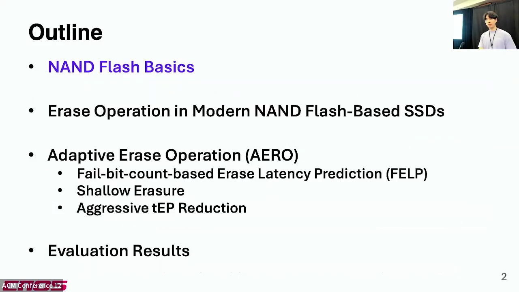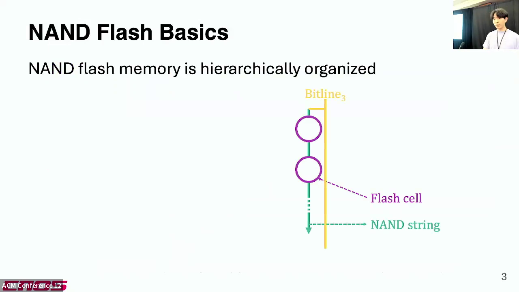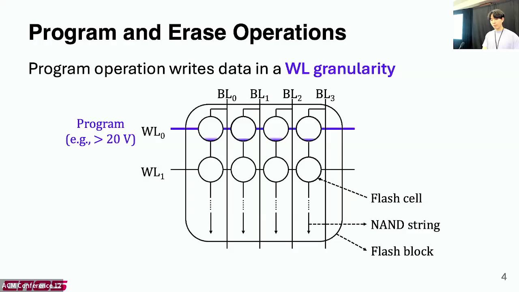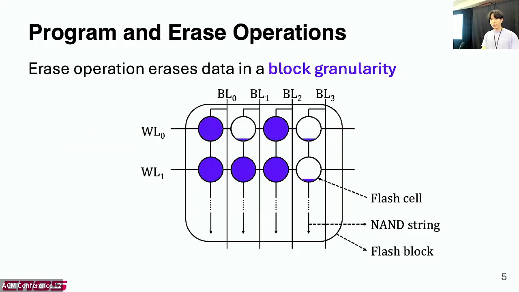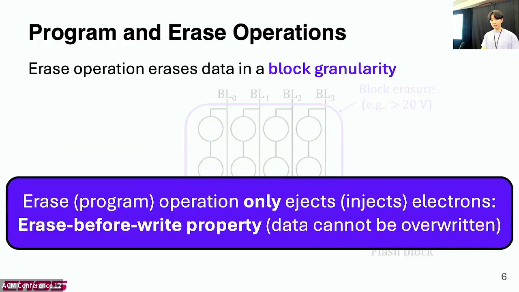I'll start with a brief background on NAND flash memory. In NAND flash memory, a set of flash cells forms a NAND string that is connected to a bit line. NAND strings of different bit lines compose a flash block, and flash cells at the same vertical locations are connected to word lines so that every cell in the same word line operates concurrently. To write data, program operation applies high voltage to target word lines to inject electrons into cells. In contrast, erase operation applies high voltage to the target flash block to eject electrons from every cell in a block. Because erase and program operations only eject and inject electrons respectively, flash cells need to be first erased before programming.